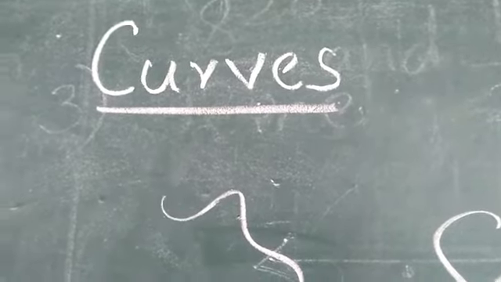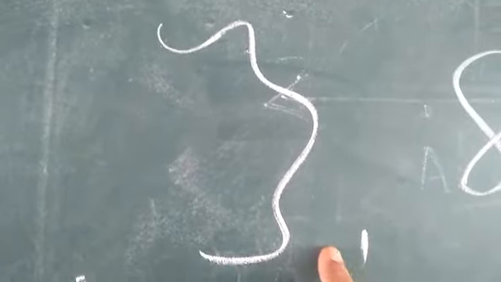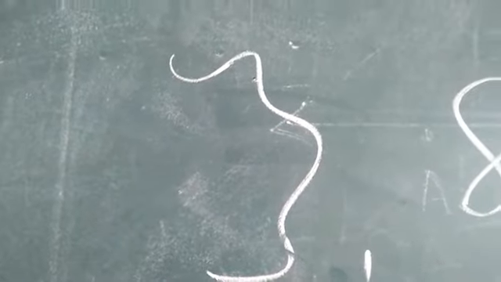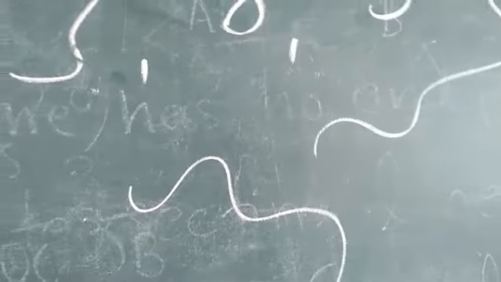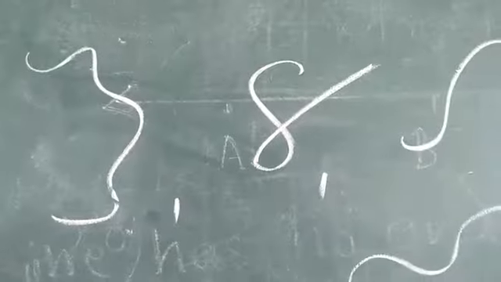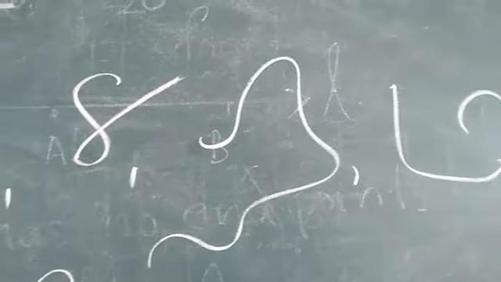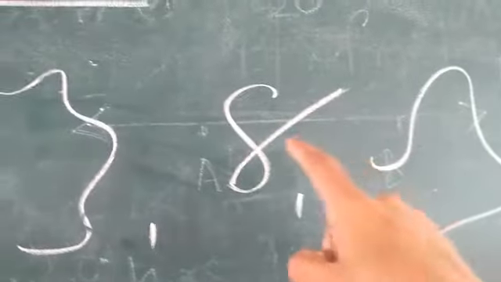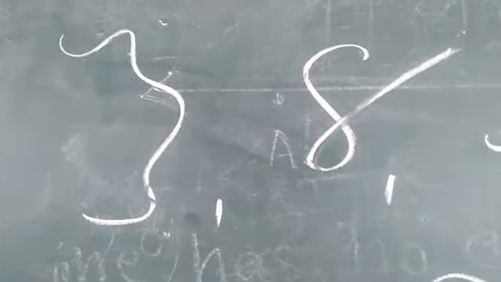Next point is curves. If we draw some figures like this in a flow without breaking, these figures are called curves. Here you can see some curves like this you can draw. But here, this figure is crossing itself.